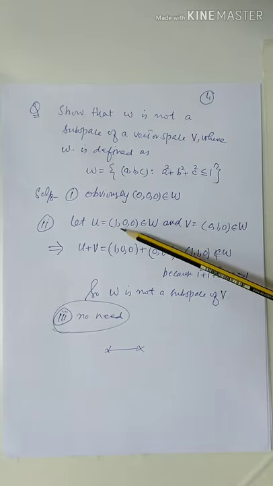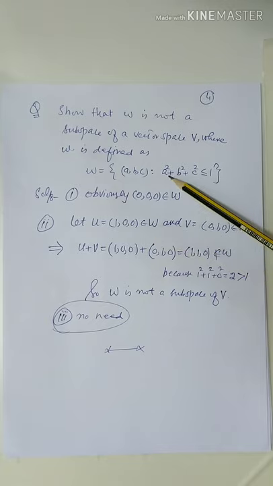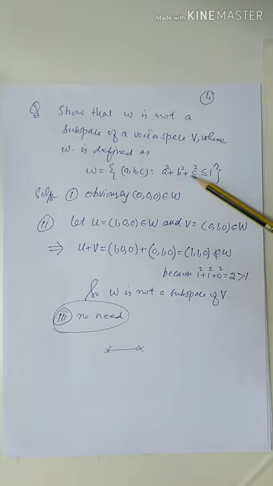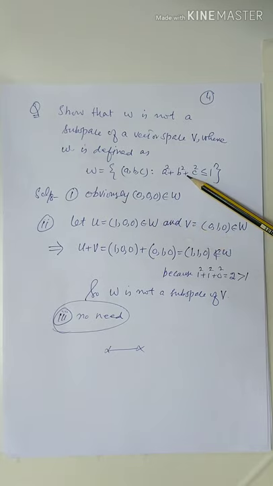Maybe some student in the exam takes 2, 0, 0 and says that belongs to W. So this will be wrong. The reason is if you take 2, then 2 square is 4, 4 plus 0 plus 0, so this will be 4, which is not less than or equal to 1, which is not correct. So I have to take that U which must satisfy this condition.